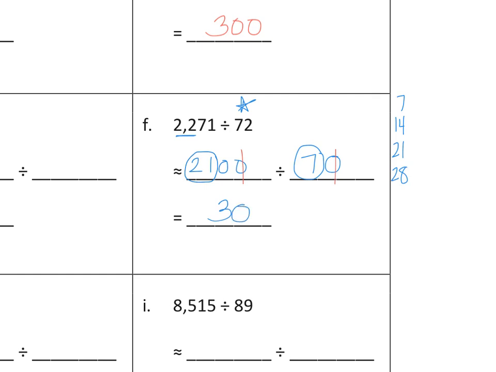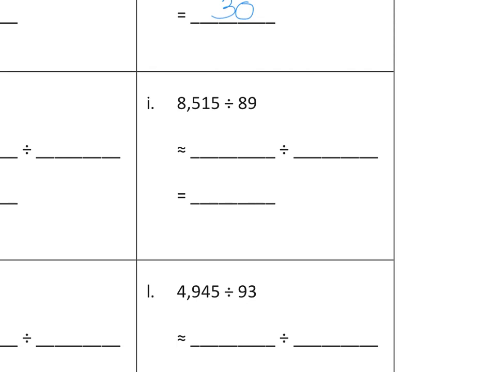Now moving down to I, let's round our divisor first, which is 89. So that's going to be closer to 90. We're going to use the 9 as our basic math fact. And we're going to count by 9s. We have 9. Then we have 18. Then we have 27. And then 9 times 4 is going to be 36.